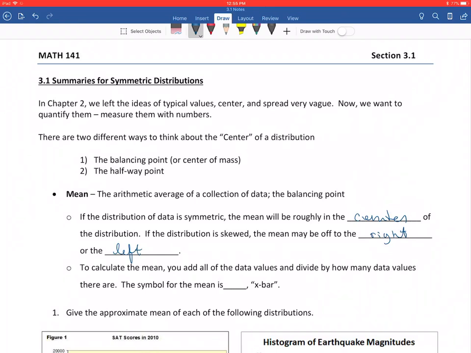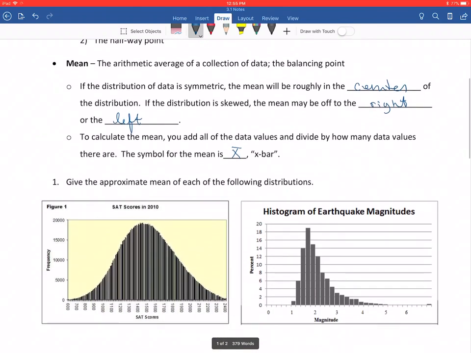Mean is just another word for average. So to find the mean or the average, you add up all your values and you divide by however many values there were. The symbol that we use for mean is called X bar, and it's literally an X with a bar over the top. That's the symbol for mean.